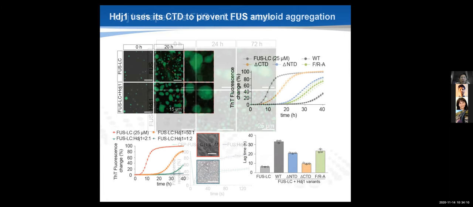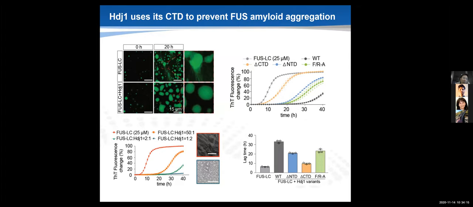Next, we did a ThT fibril formation assay, which also shows that HSP40 can very efficiently prevent the FUS amyloid aggregation. And we tested different constructs to see which region or which domain is most important. Very interestingly, in this case, to prevent FUS fiber formation, it uses another region. It uses the CTD, the client binding region. So this region shows the most significant inhibition effect.